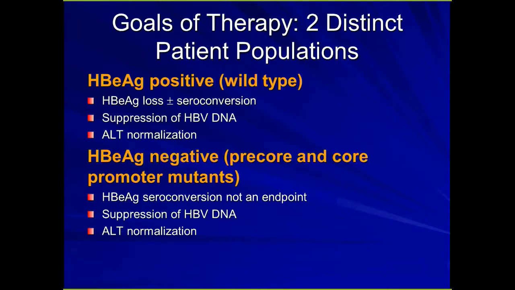There are two distinct patient populations. E antigen positive: in the United States, it is estimated about 60 to 70% of chronic Hep B patients are E antigen positive. About 30 to 40% are E antigen negative in the US. These are so-called pre-core and core promoter mutants. So the goal in an E antigen positive patient would be to make the E antigen to E antibody, make their viral load undetectable, and to normalize their ALT.